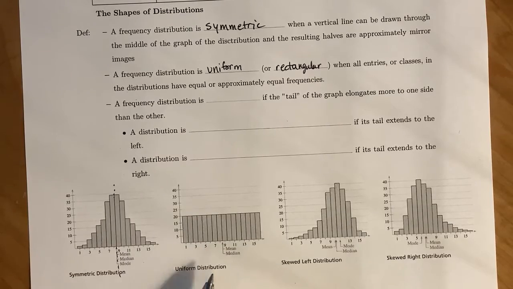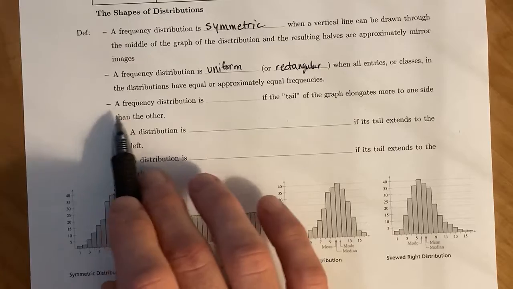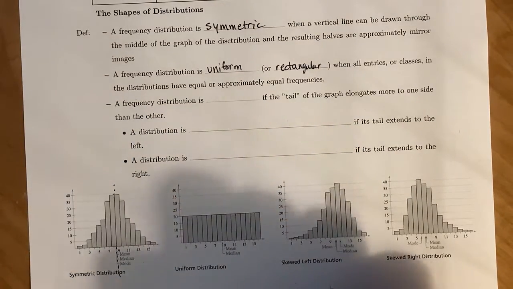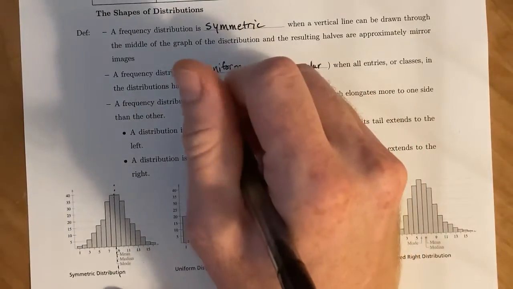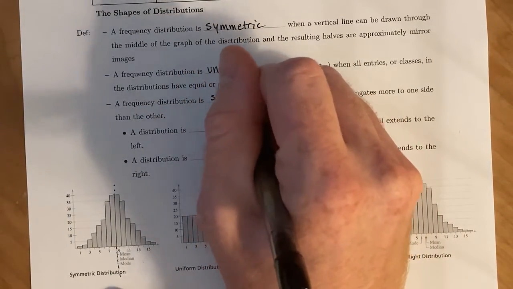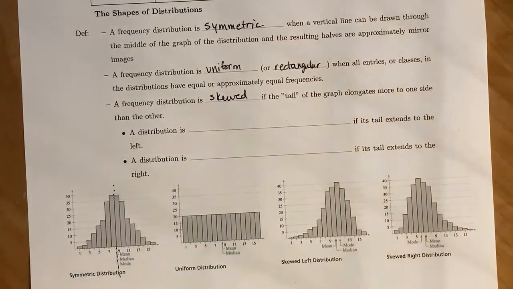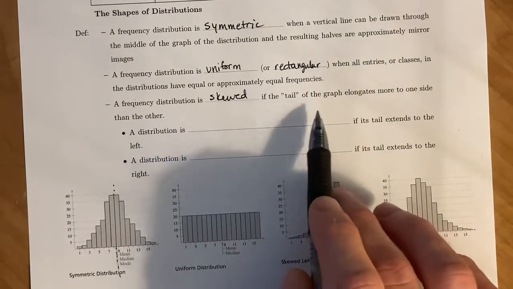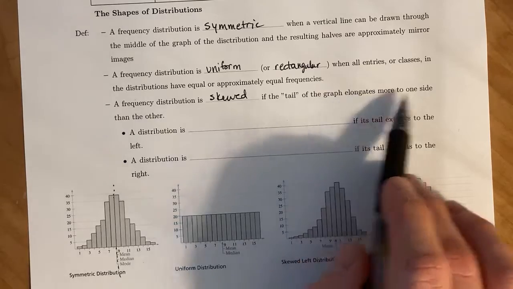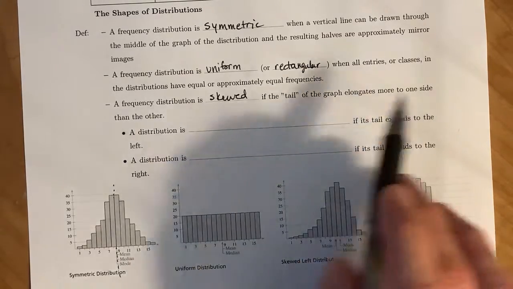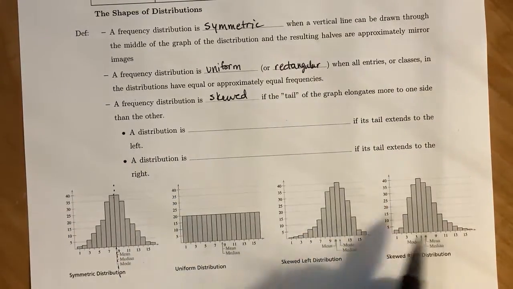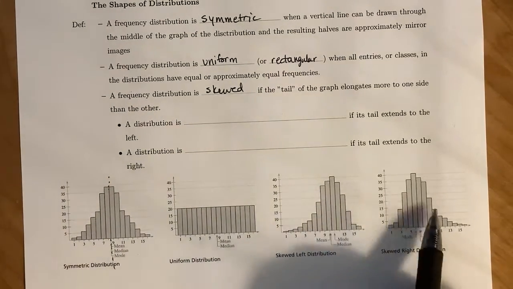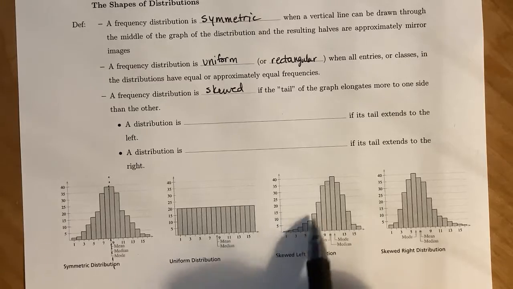Then we can start talking about frequency distributions that are kind of pushed to one side or another, and those are called skewed. A little knocked off center. We can tell if it's skewed if the graph is elongated on one side more than the other. And here are 2 examples of a skewed distribution, where you see this is like a tail.